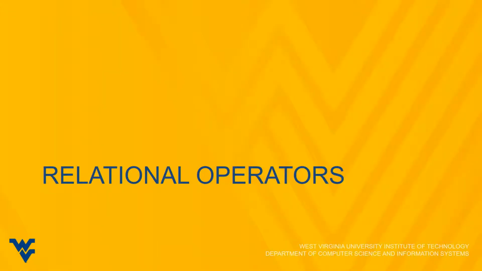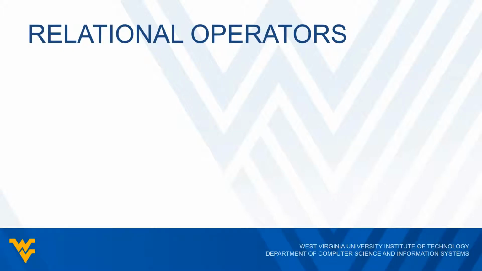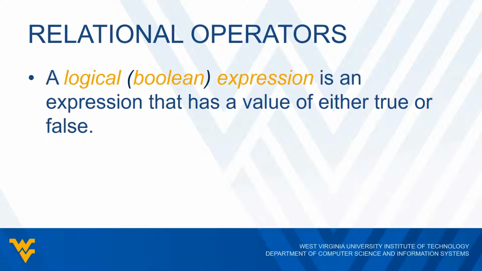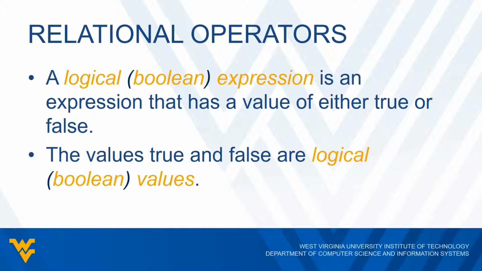So let's take a look at how the computer recognizes such expressions, or how it recognizes these conditions. A logical or Boolean expression is simply an expression that is either true or false. We've talked about expressions before, like an integer expression or a double expression that evaluates to an integer or double. Now we're looking at expressions that evaluate to either true or false. And the values true and false themselves are what we call logical or Boolean values.